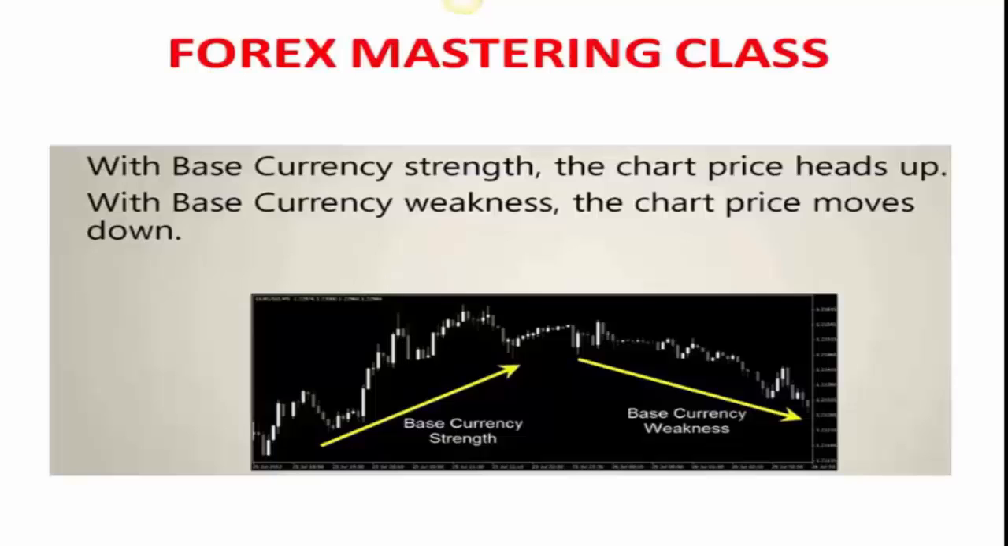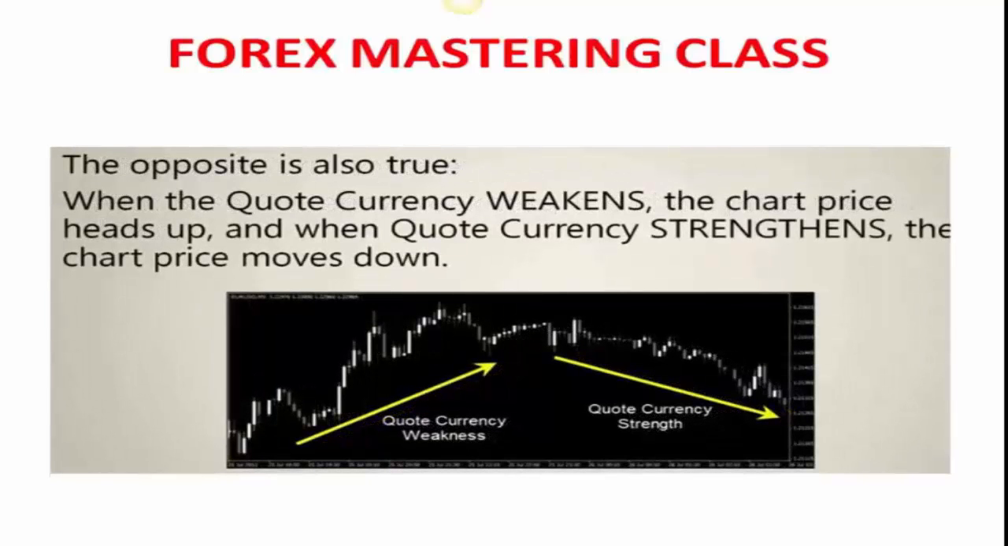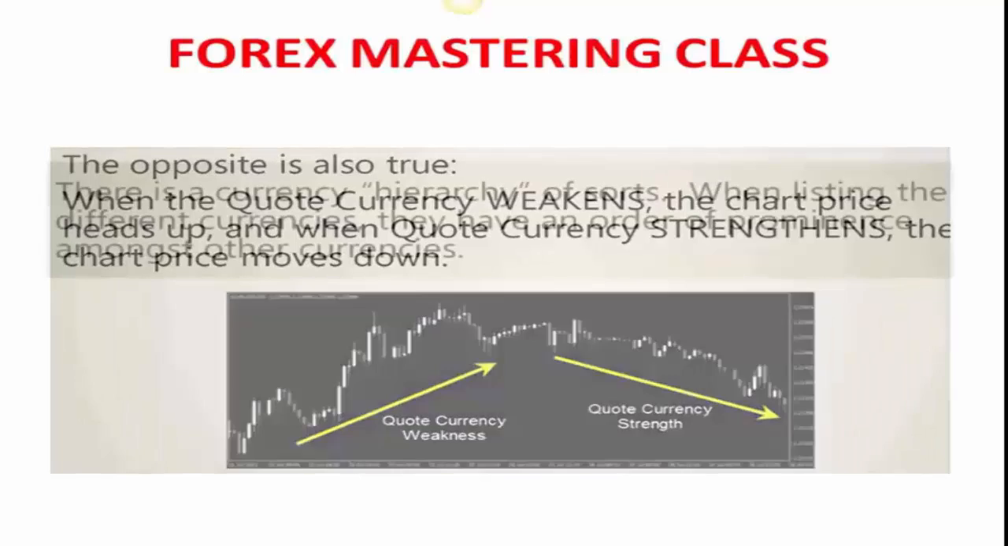Let me just explain this. As we can see in the figure below, whenever the euro in our example is strengthening, you see the market go up. Immediately that same euro is weakening, you see the market coming down. So that is how it is. The opposite is also true. When the quote currency weakens, the chart price heads up, and when the quote currency strengthens, the chart price moves down. All of this you'll get to know more as you familiarize yourself with forex.